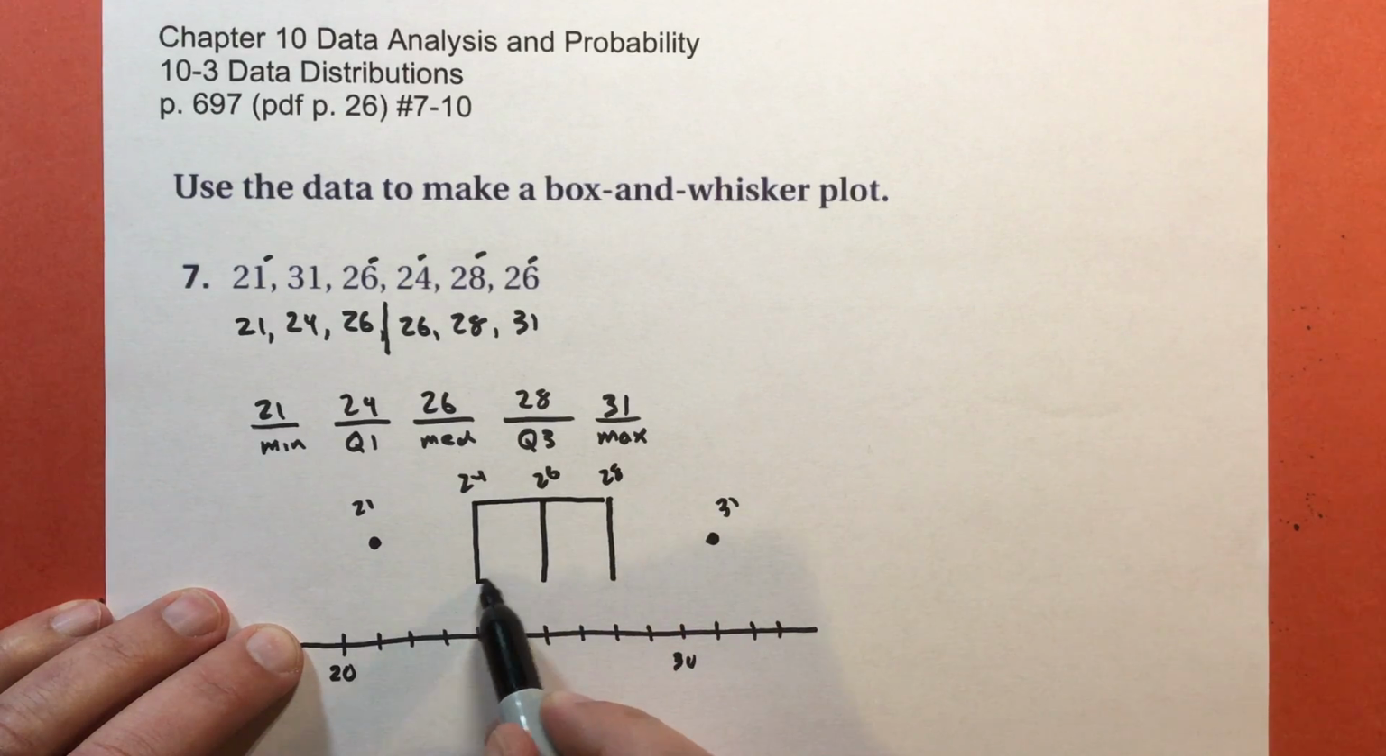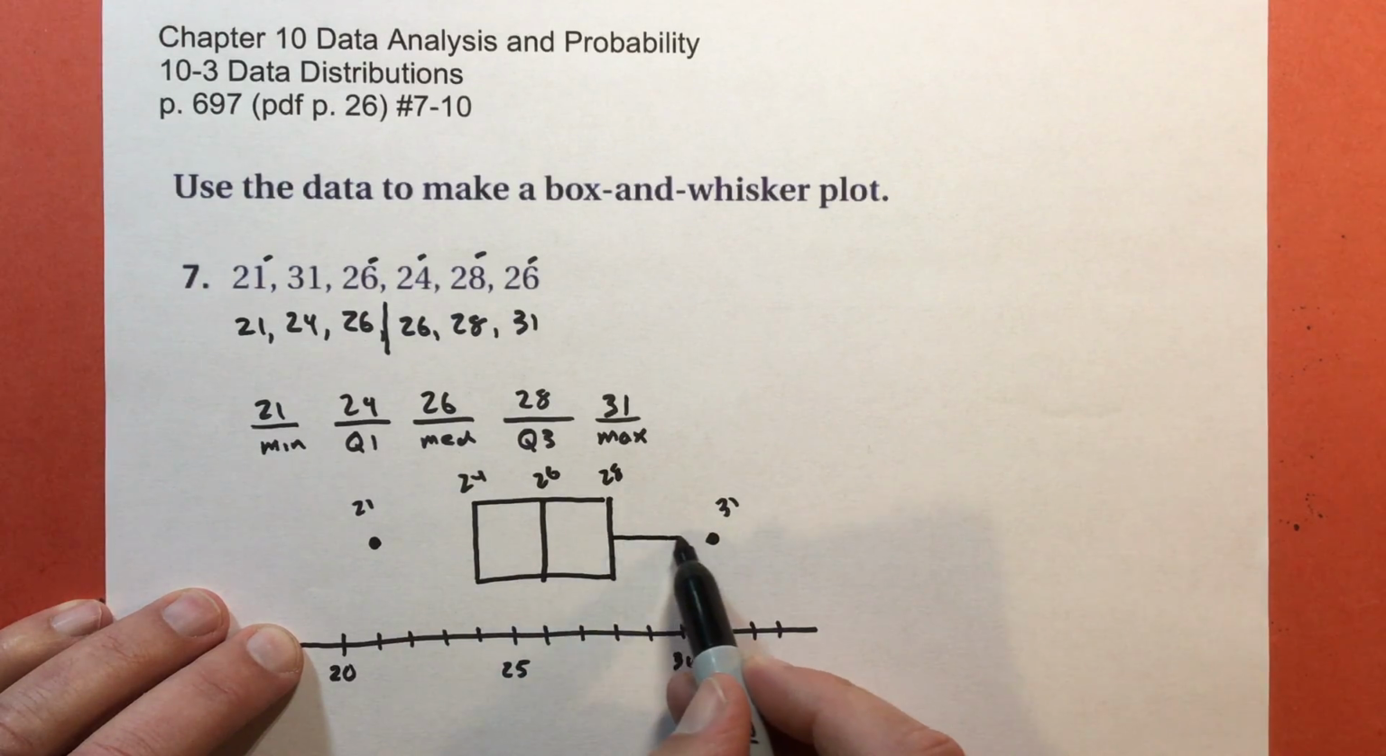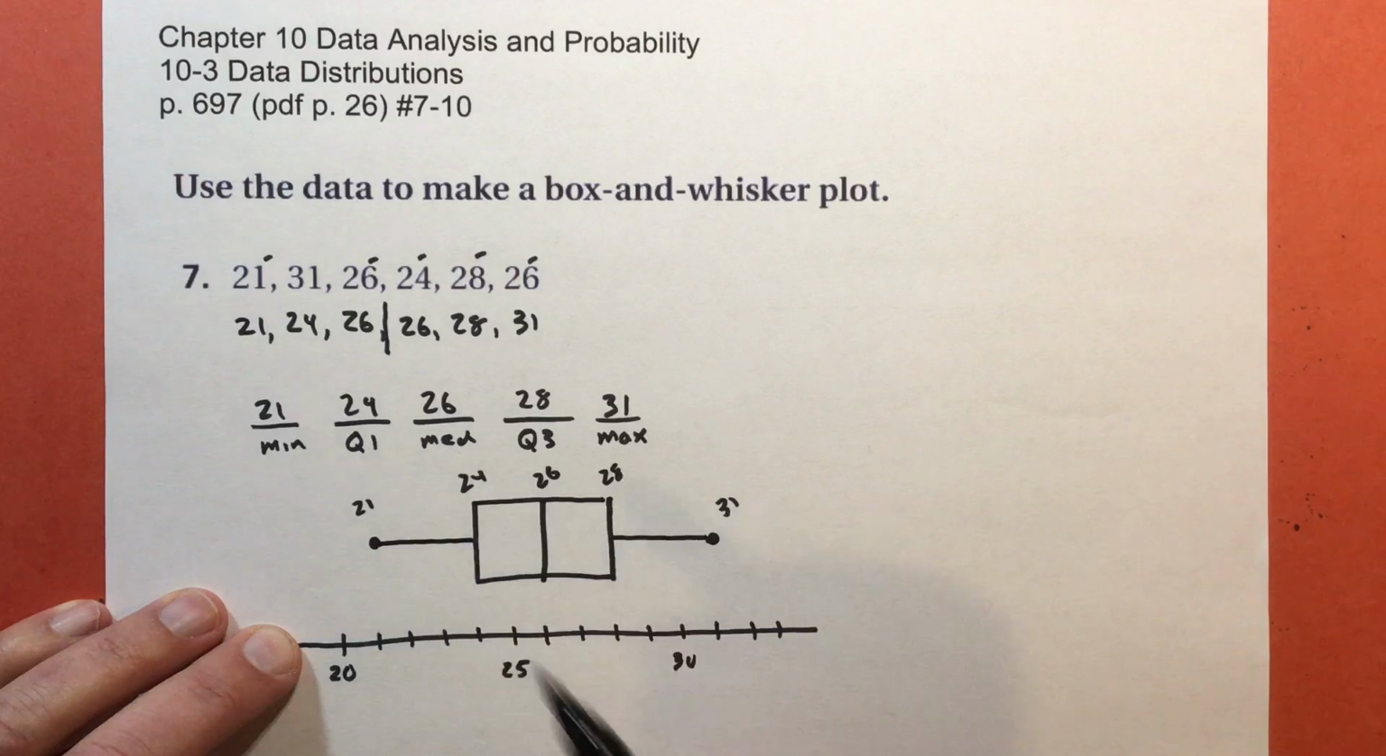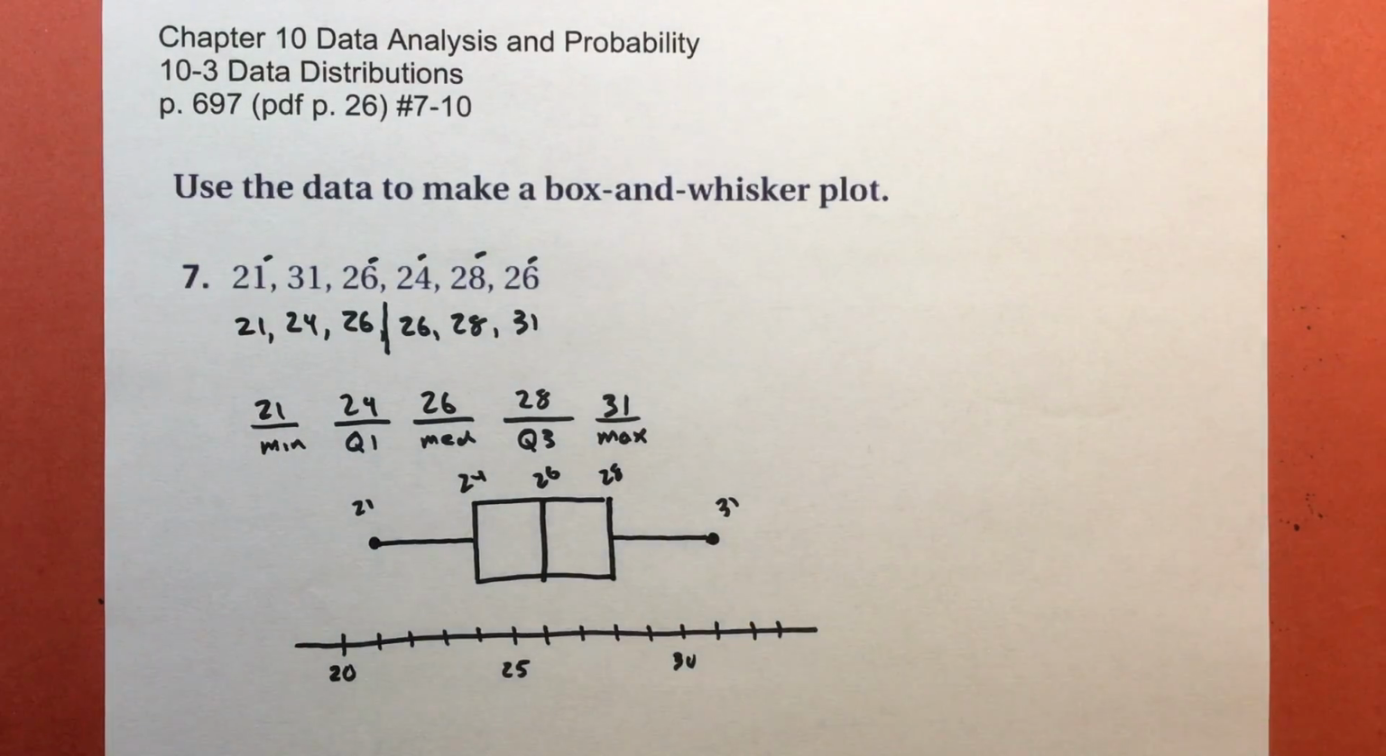Draw across the top and the bottom to make your box, and draw these lines to make your whiskers. Box and whisker plot. And none of these examples tells what the data represents, so that's why I'm leaving the title off.